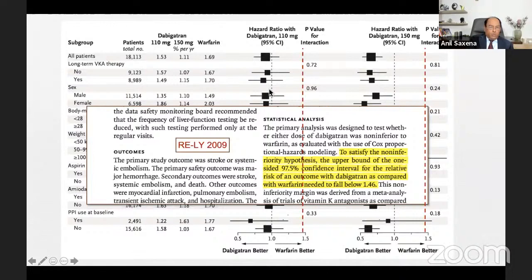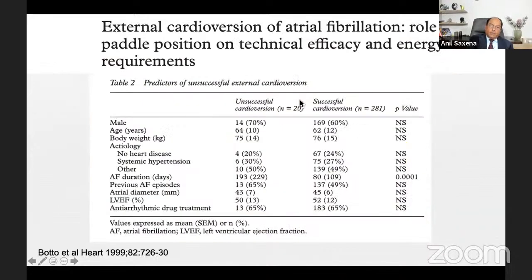But eventually it turned out to be very good. But even if this entire confidence interval was on this side, as long as the upper bound would not cross this line, it would be okay for them. So that's how it was.